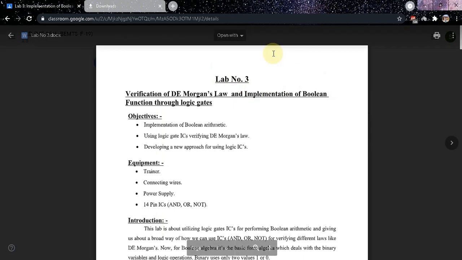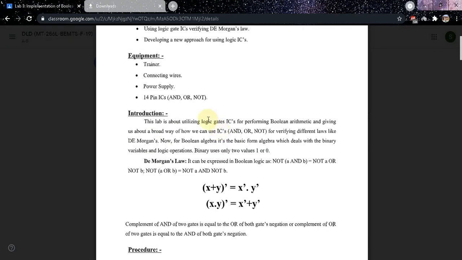And today I'm going to discuss another digital logic design lab, lab number 3. The main objective of this lab is implementing Boolean arithmetic using logic gate ICs and verifying De Morgan's law. Now we shall see what De Morgan's law is.